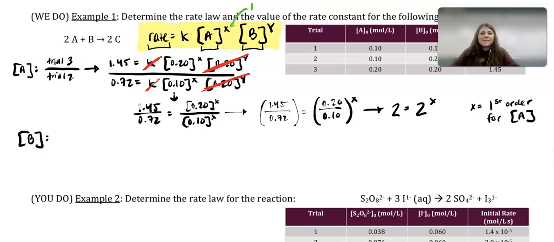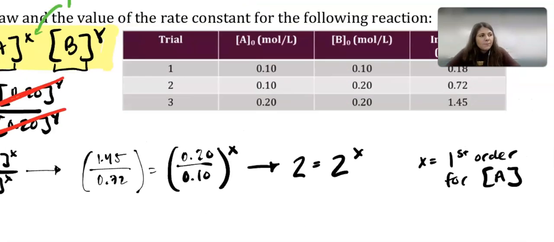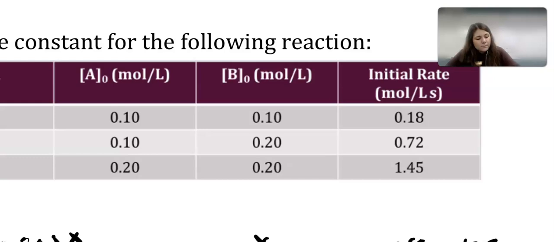Now I meant to say this earlier, but this problem is essentially a 2-part problem. We determine the rate law expression, and we're actually going to solve for the value of the rate law constant using one of the trials, but we'll get there in just a second. So looking at B, let me scroll back to my table. I can see trials 1 and 2, A is staying constant and B is changing.